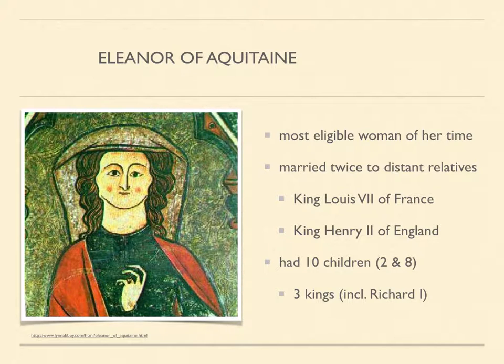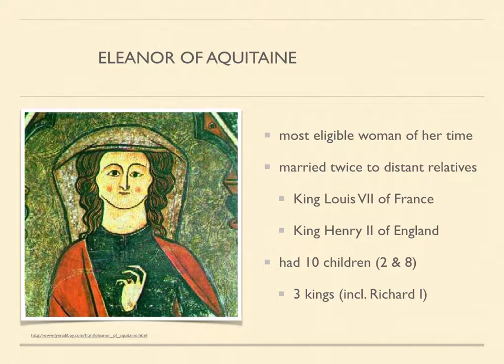And one of the reasons she was the most eligible woman of her time was because her dad had left her a vast area of land. So whoever she married received that land as well. And she married twice, both times to distant relatives. So her first marriage was with King Louis VII of France, and that marriage was annulled. She had 2 children with him, but they were both daughters, so the marriage was annulled. She later on married King Henry II of England and had 8 children with him. And of those 8 children, 3 of them became king, including Richard I, Richard the Lionhearted, who has been made famous by the Crusades. If you remember, he was on the Third Crusade, famous king of England.